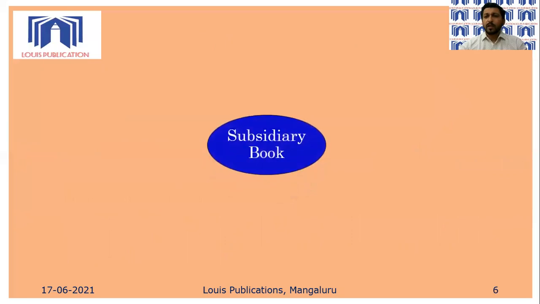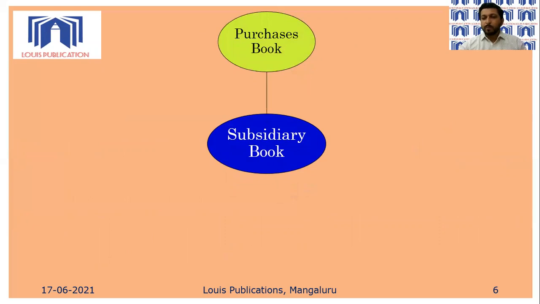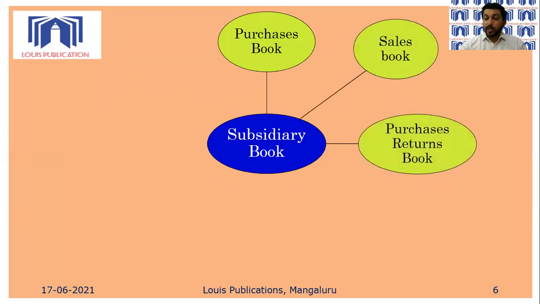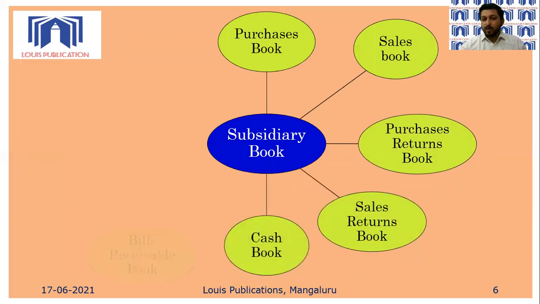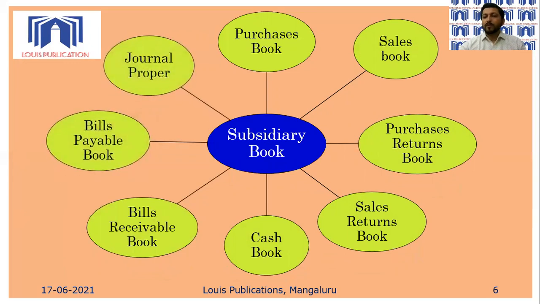Let's move to the types of subsidiary book now. There are various kinds of subsidiary book, each meant to record a particular type of item. As we see, we have purchases book, we have sales book, we have purchase returns book, we have sales returns book, we have cash book, we have bills receivable book, bills payable book, and finally we have journal proper. So you see there are 8 types of subsidiary books.